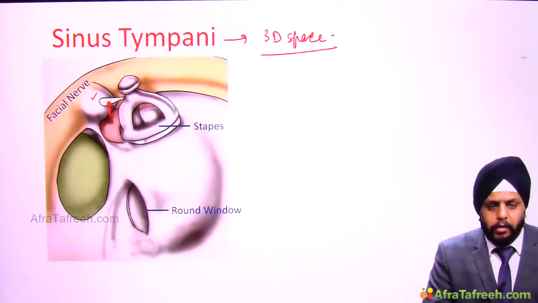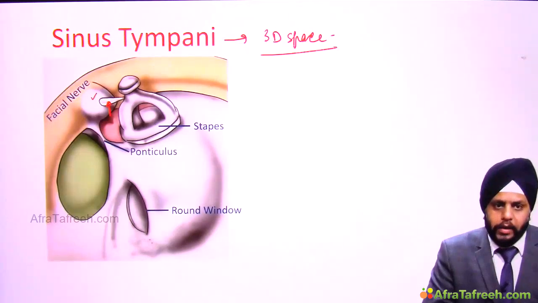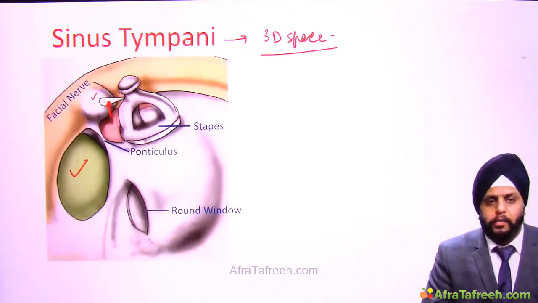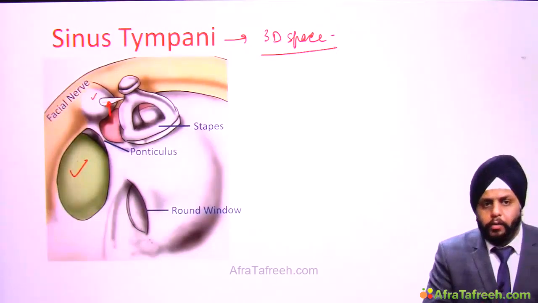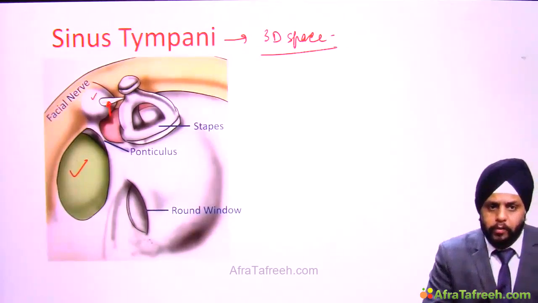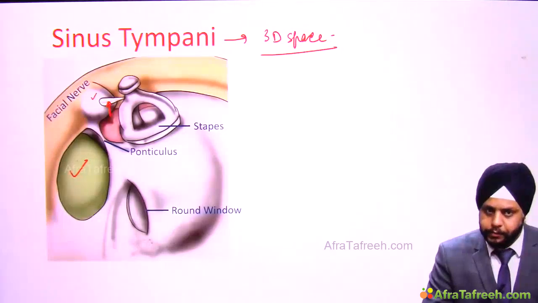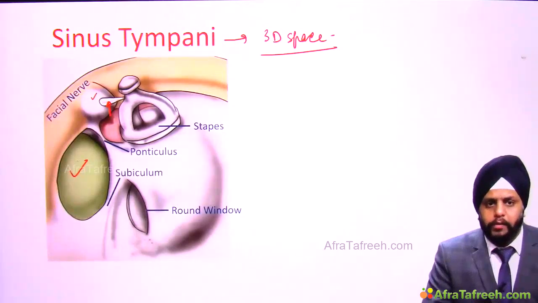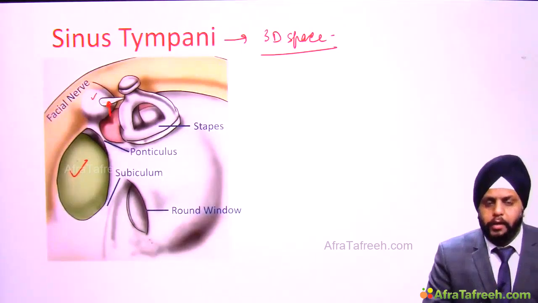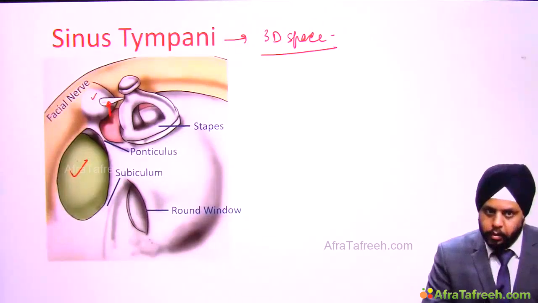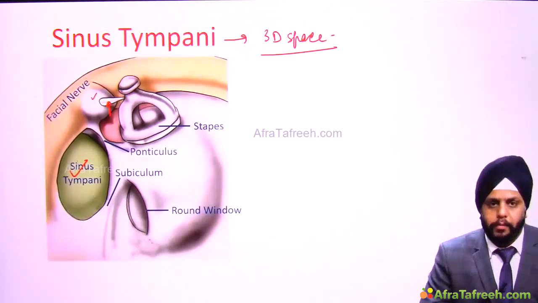Anyways, the space that I want to discuss over here is marked in the green color, that is your sinus tympani. Now just below the oval window, you can see from promontory there is a ledge of bone going to the posterior wall, that is known as ponticulus. Okay. Similarly, just above the round window, you can see that there is a ledge of bone which is going to the posterior wall, and that is known as subiculum. Okay. And this space is the sinus tympani.